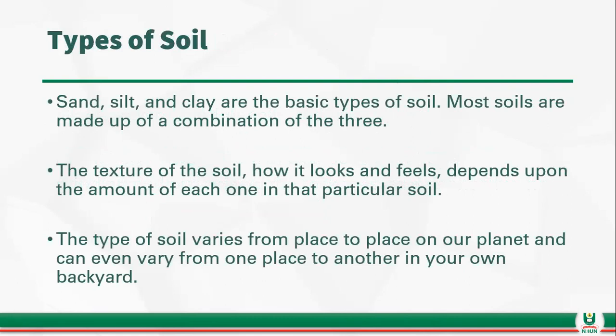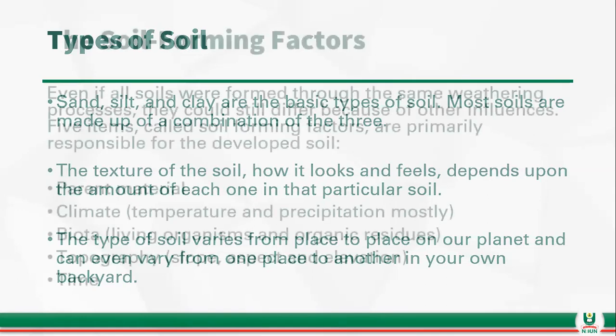So we now have to talk about the types of soils. Sand, silt, and clay are the basic types of soil, and most soils are made up of a combination of these. The texture of soil, however, or how it looks and feels, depends upon the amount of each one in the particular soil. So the type of soil varies from place to place on our planet and can even vary from one place to another, even in your backyard.